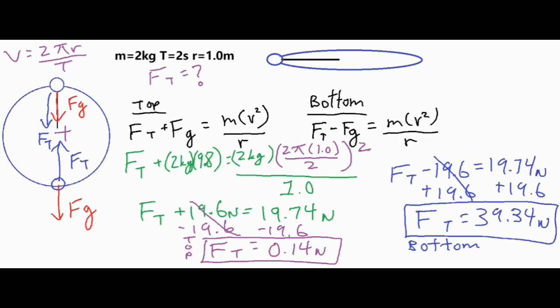Okay, so once again, your setup in setting up these black formulas over here and over here are going to be the most significant in your setup. And this little minor change in sign from a plus to a minus is going to change our answer a bunch, from 0.14 newtons to 39.34 newtons.